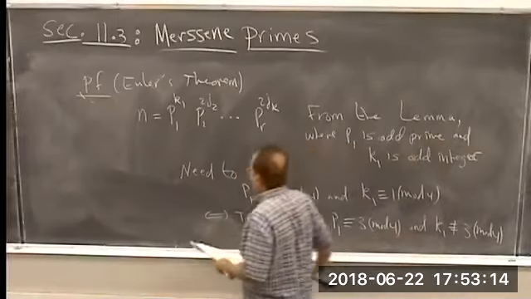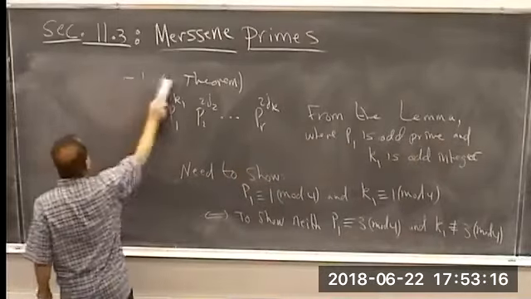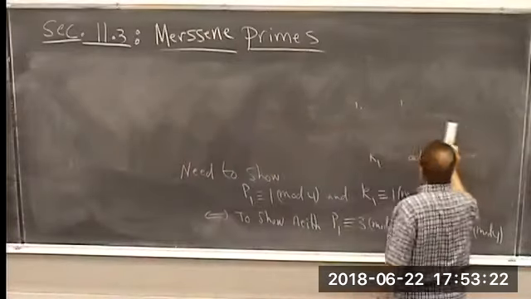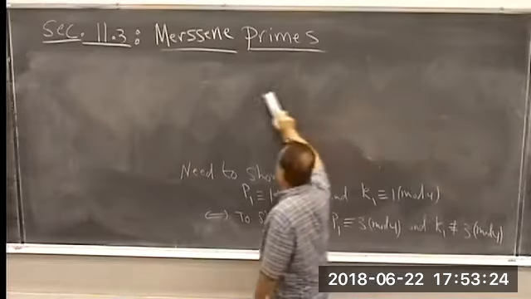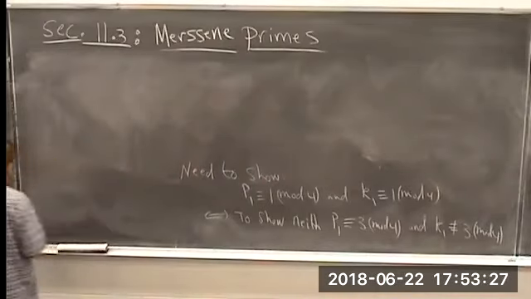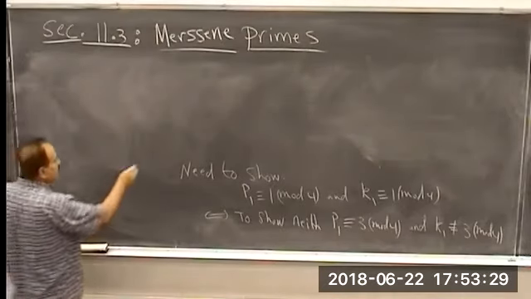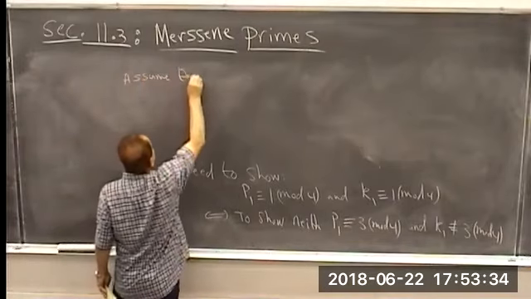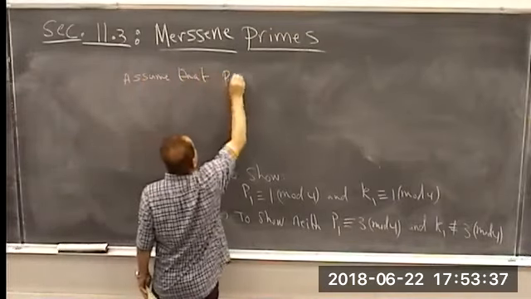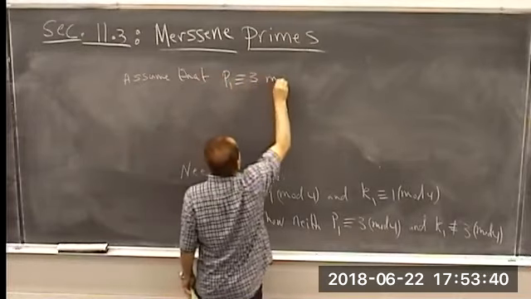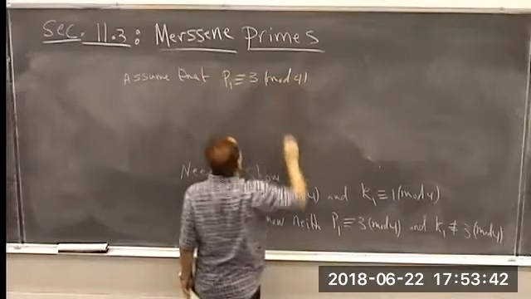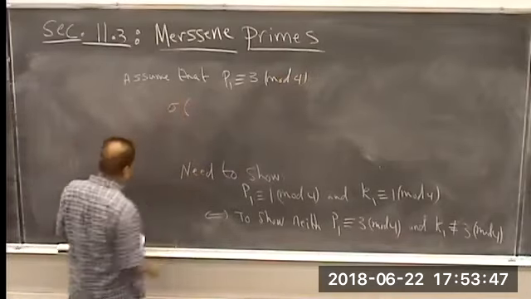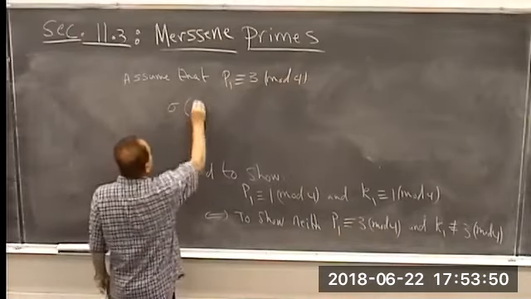All right, so again, let's look at sigma of these. In other words, we have to do it by contradiction again. We're going to do it one at a time. Assume that p_1 is congruent to 3 mod 4. All right, so let's look at the sigma of p_1 to the k_1.